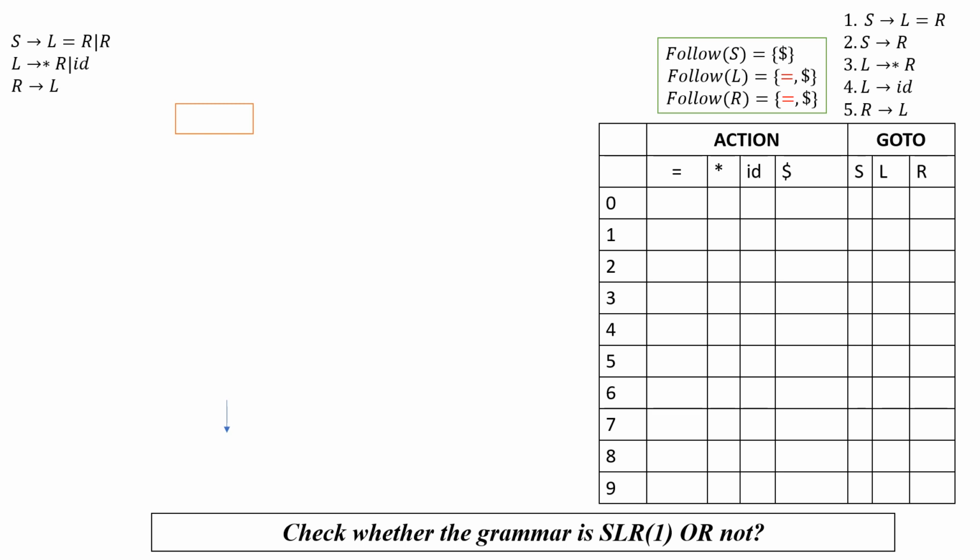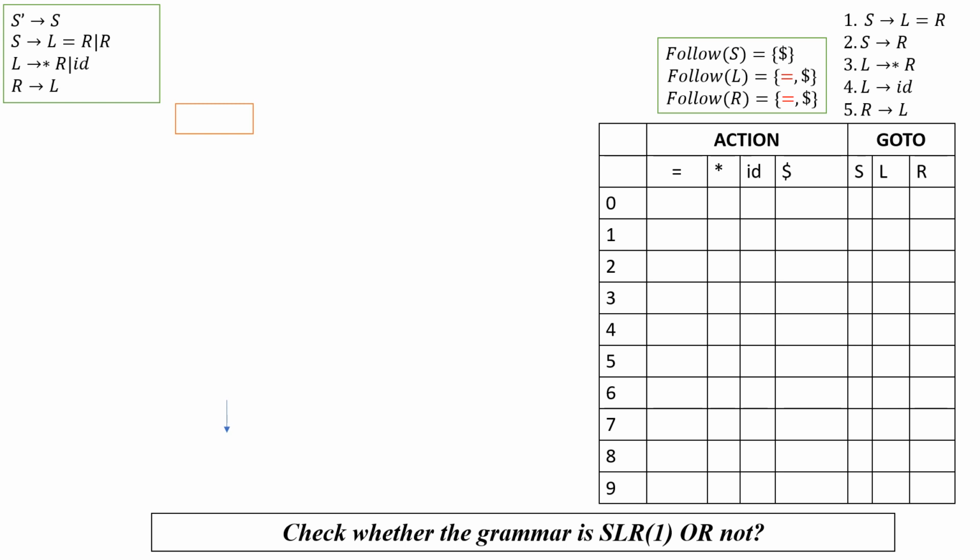Okay. So for that, what we have to do? We have to construct the canonical collection of LR(0) items. So first let us do that. Let us construct the augmented grammar. So let us introduce a new production, that is S' derives S.